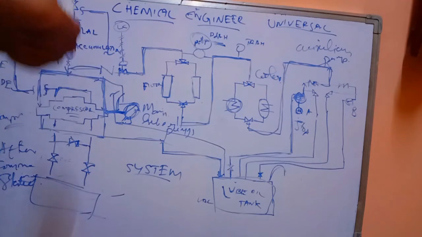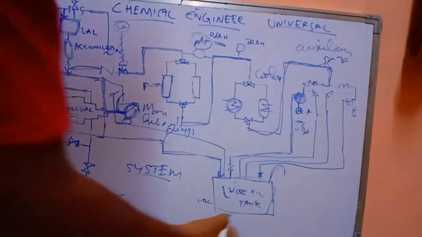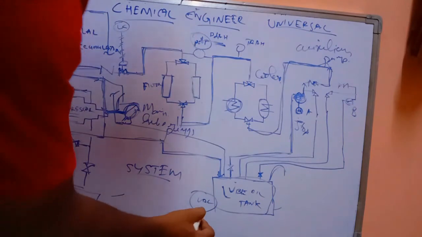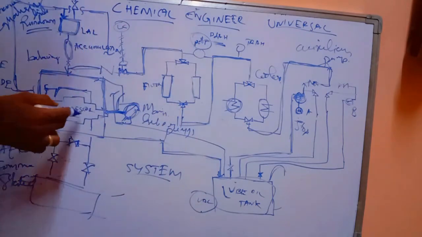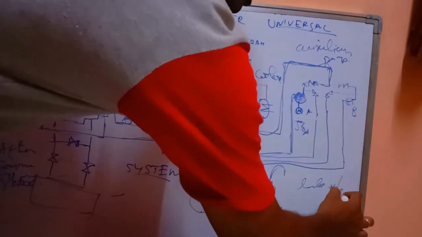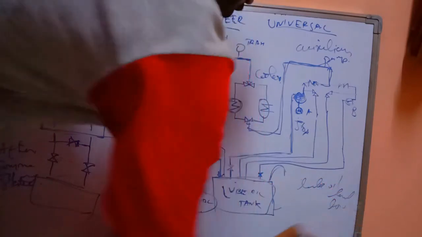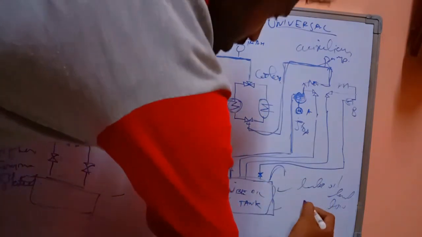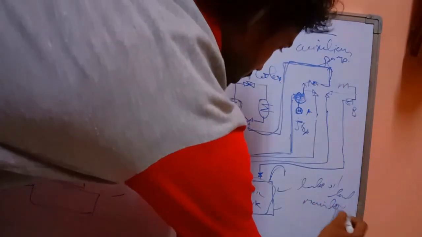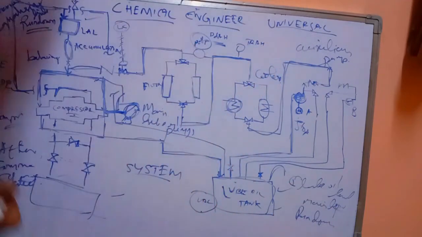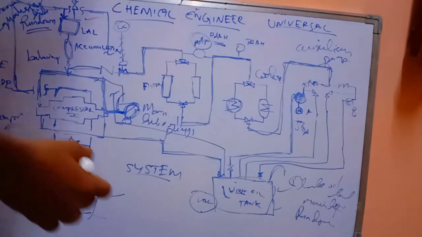Now when we go for the interlock system, we have LAL here. When the lube oil tank level is low, the system will fail to start the compressor. So lube oil level low for the main tank as well as the rundown tank, for both main and rundown. Okay.